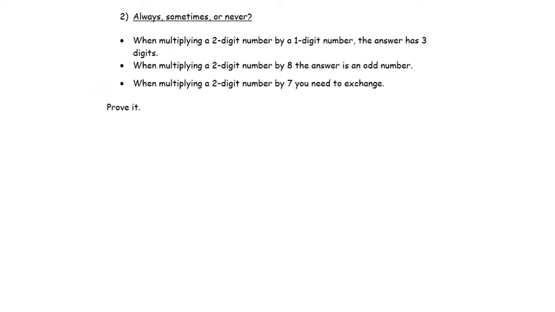The question you have is called always, sometimes, or never, and you've got 3 statements and you need to decide whether they always are true, sometimes are true, or never true. Okay, the first one says when you're multiplying a 2-digit number by a 1-digit number, the answer has 3 digits. So let's work out some examples of this and see if it always gives us 3 digits.